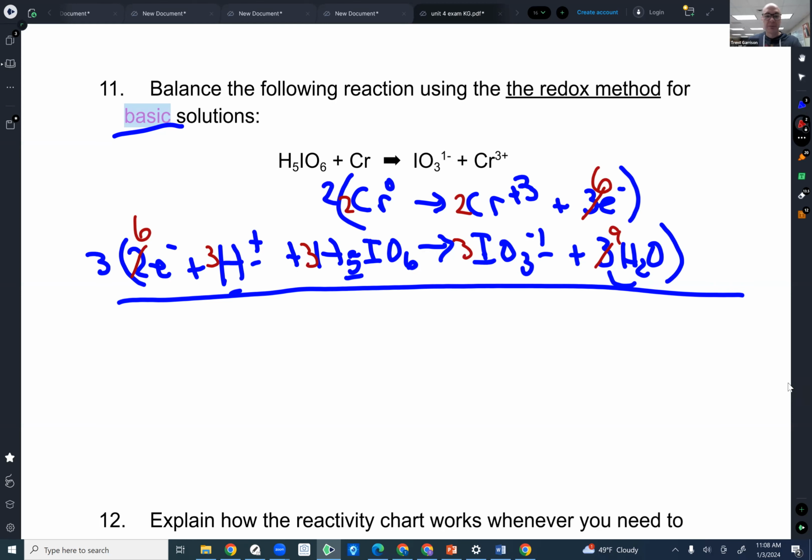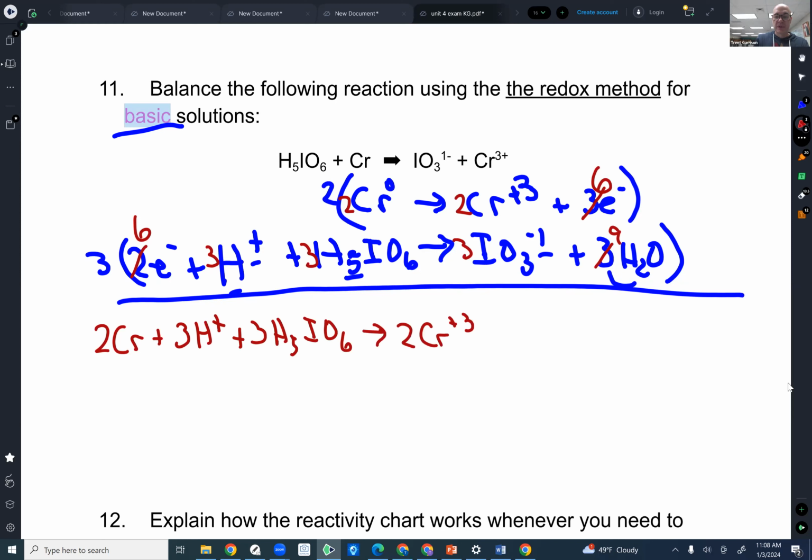Okay, put all this together. 2 chromiums plus 3 hydrogens plus 3 H5IO6 produces 2 chromium ions plus 3 iodate ions plus 9 waters.